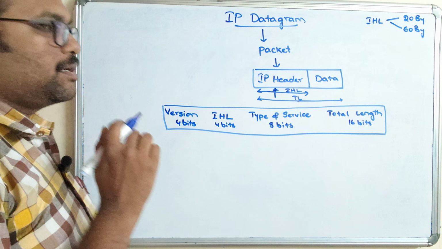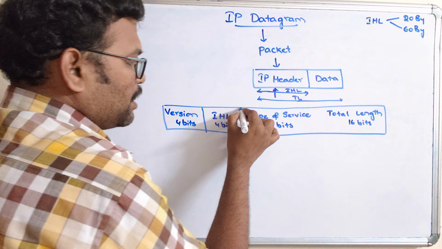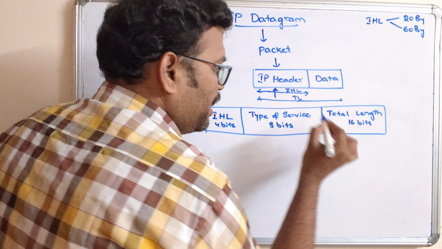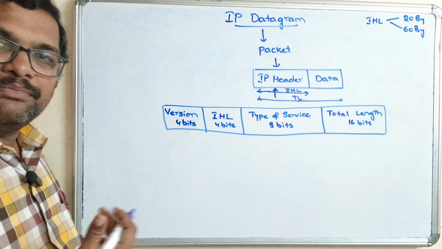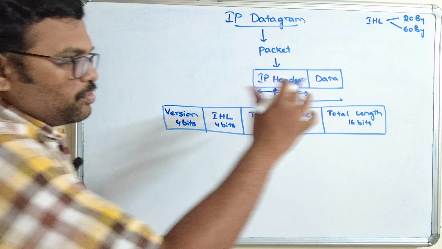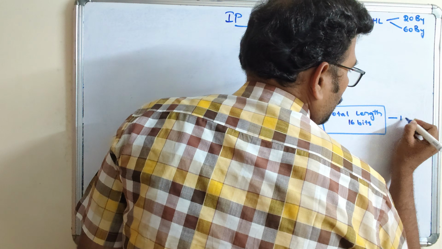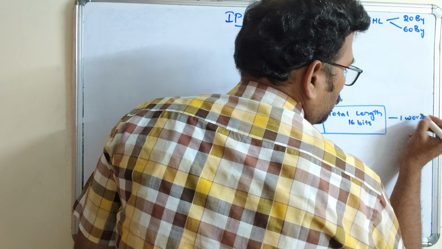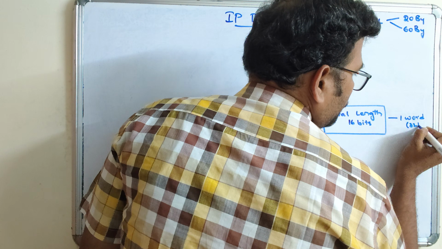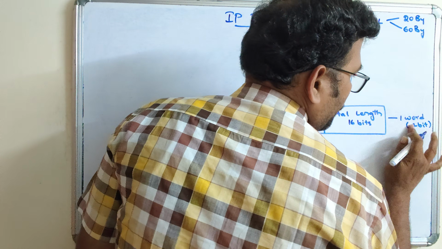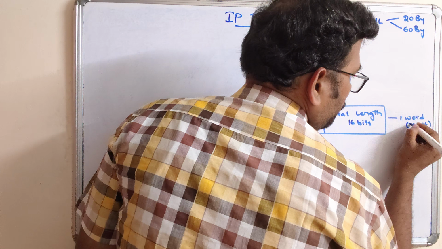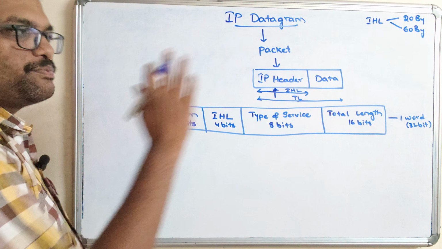So actually the IP header is represented in terms of words. So this is the first word. Word means 32 bits.